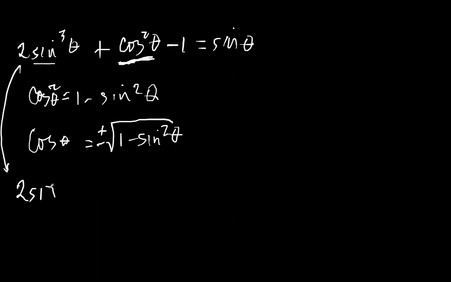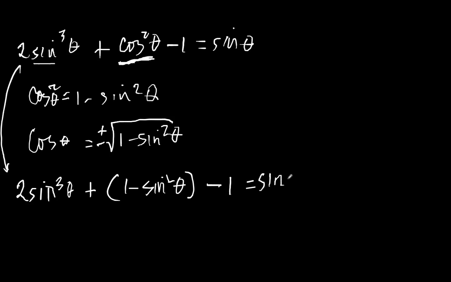2 sine cube, my God, 2 sine cube theta. Yan, nag-stop na naman guys. Wait lang, let's wait. Baka bukas pa yan. Ayun. 2 sine theta plus 1 minus sine square theta minus 1 is equal to, sige, dahan-dahan lang, sine theta.